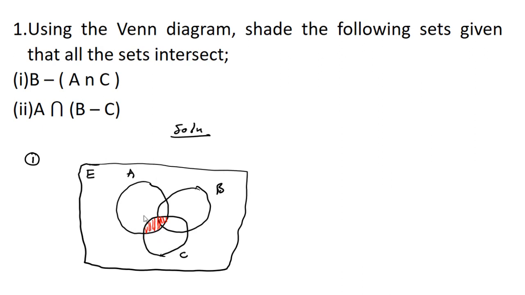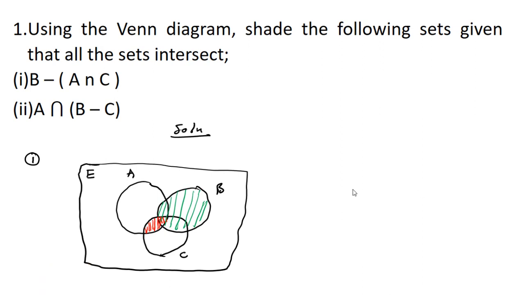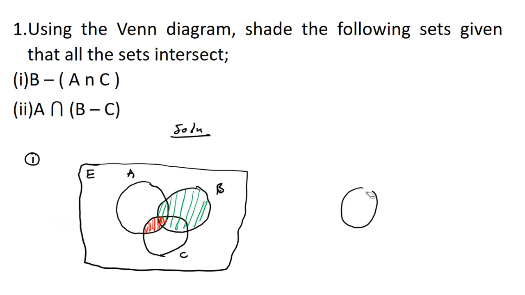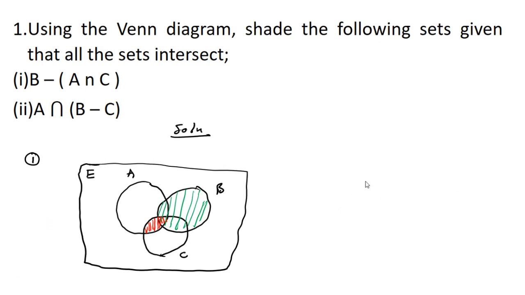So since we have A intersection C, I've drawn in red, and then B, which is just everything there. So I'll shade B like that. Okay, so after shading these, I can now relate this same question, this same diagram on the other side. So I'm going to rewrite this particular diagram on the other side. Let me just erase this.